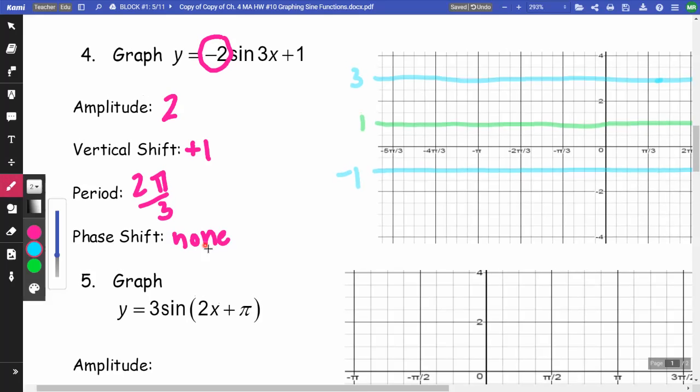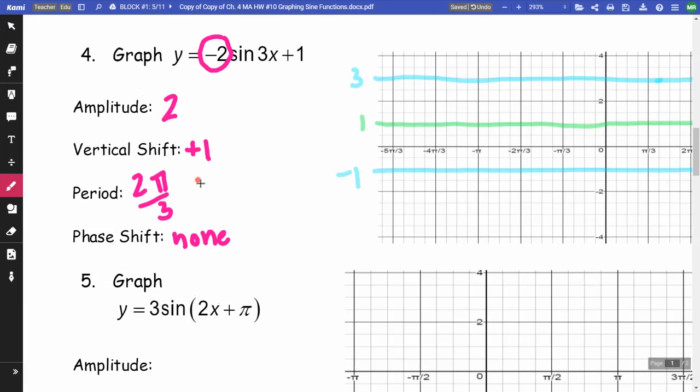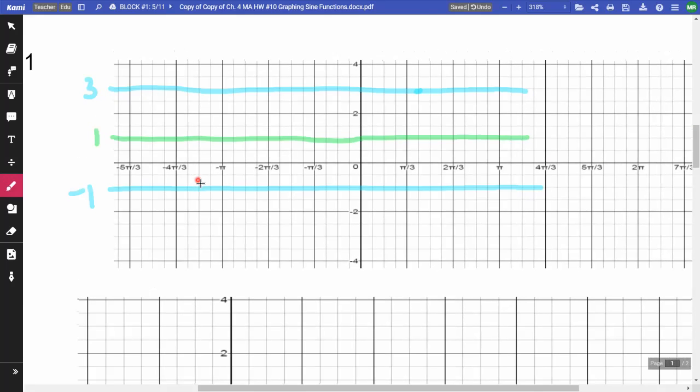And then when I'm graphing this, again, because my phase shift is none, I'm going to be starting at 0 and going to 2 pi thirds. So I'm going to be starting at 0, and I'm ending at 2 pi thirds. So those are going to be my zeros. Halfway in between these is going to be a 0. And then halfway between these, I'm either going to be going up 2 or down 2.